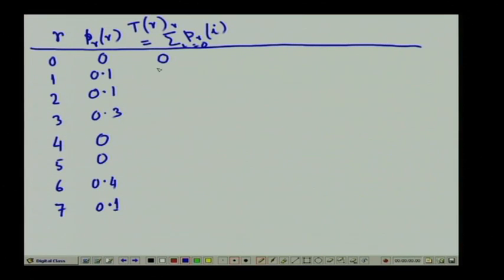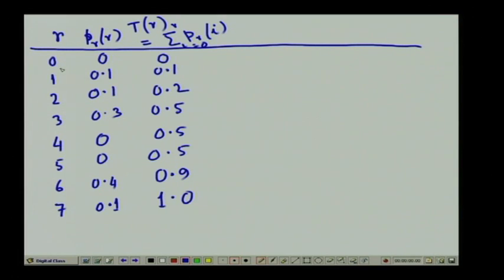This is 0, this is 0.1, here it is 0.2, here it is 0.5. Because the next two probability density function values are 0, it will remain as 0.5. This will also remain as 0.5. Then this will be 0.9, and here I will get 1.0. So, this is the transformation function that we have.